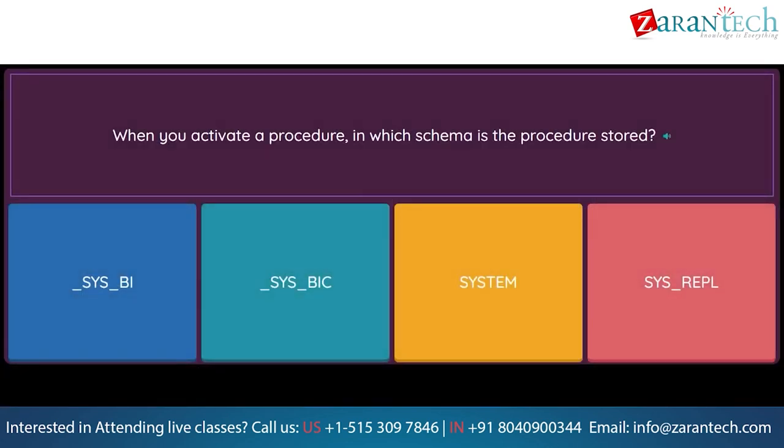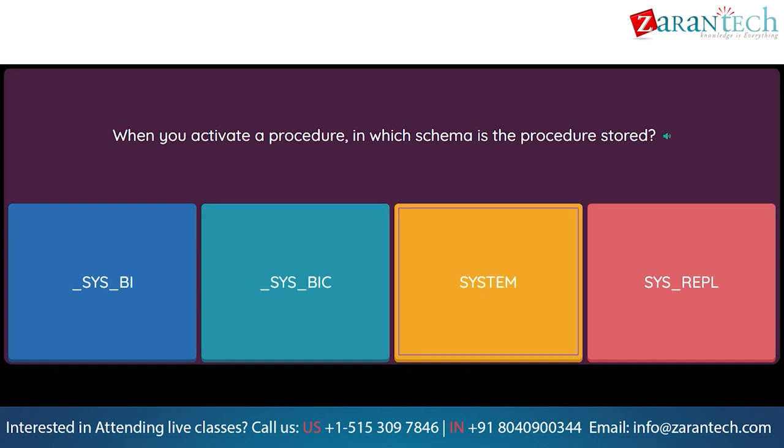Question: when you activate a procedure, in which schema is the procedure stored? Option 1: _SYS_BI. Option 2: _SYS_BIC. Option 3: SYSTEM. Option 4: SYS_REPL.